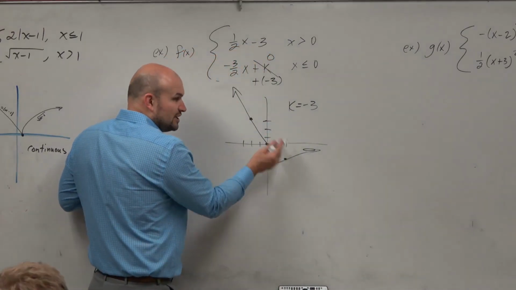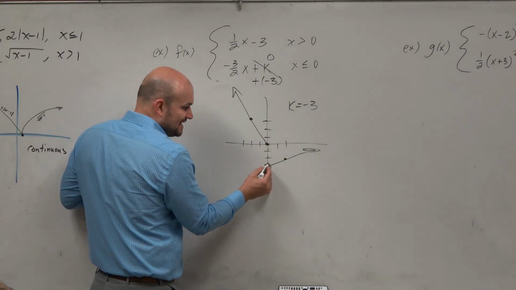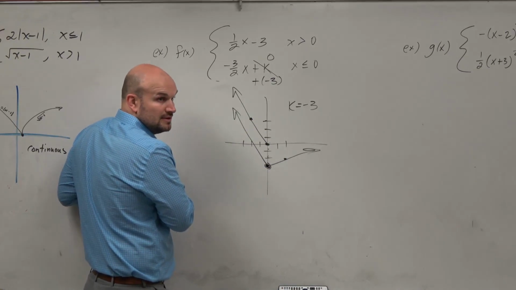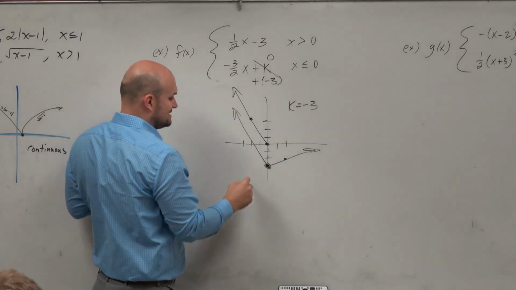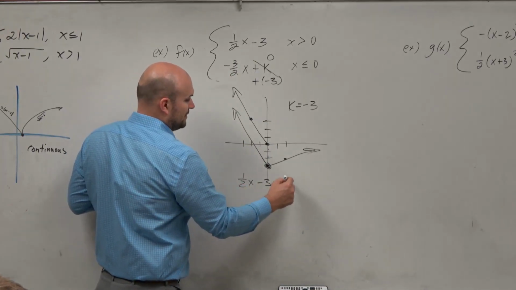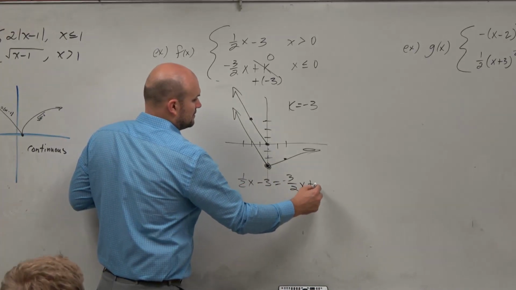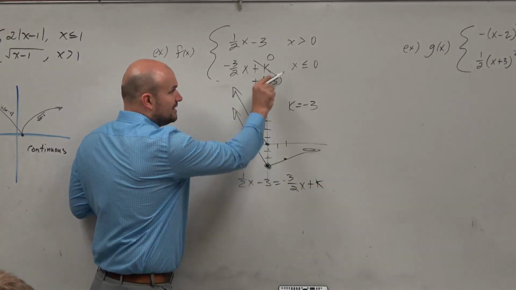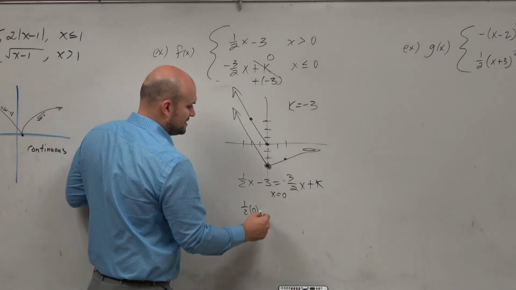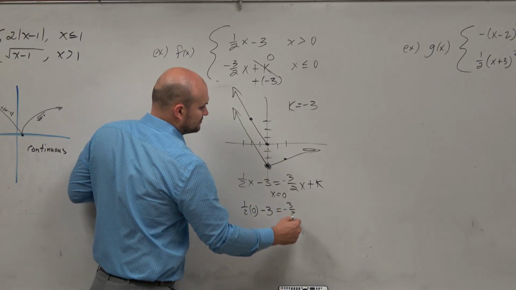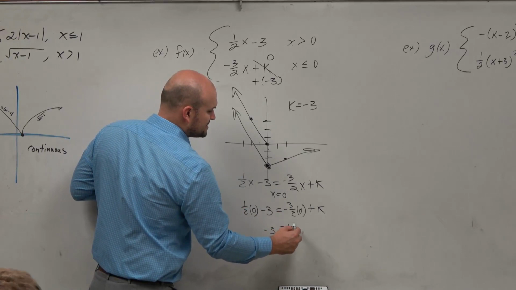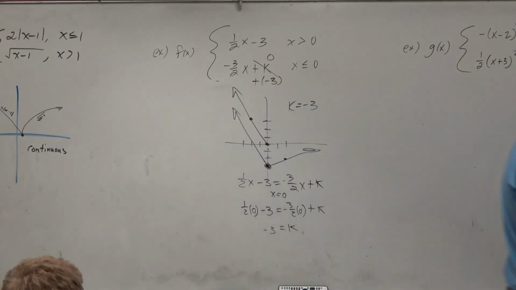So if they're going to share the same x coordinate, if they are connected, that means their y coordinates need to be the same as well. So all you're simply going to do is set both equations equal to one another. And then when x is equal to 0, you're just going to replace x with 0. And when you guys simplify this, you get the algebraic answer.